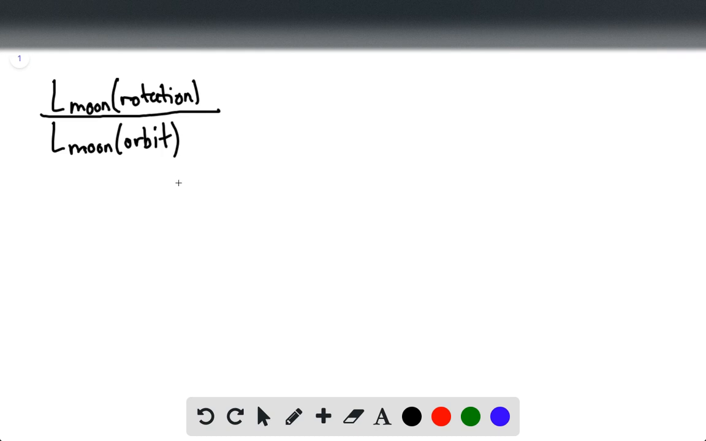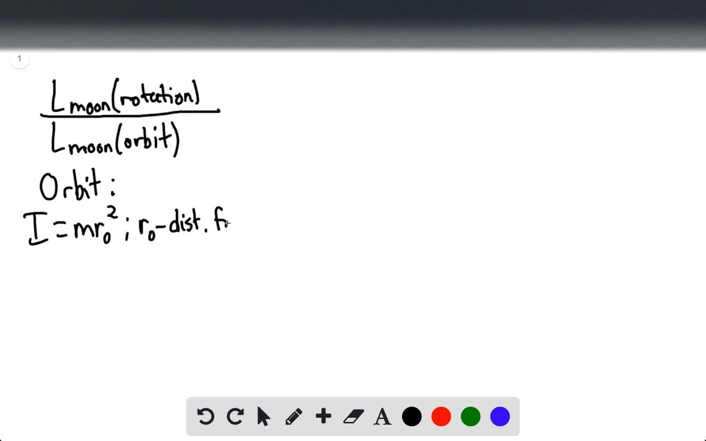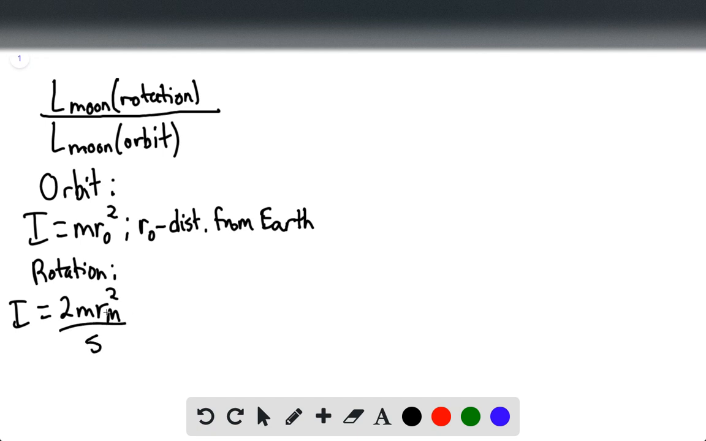So for orbit, we're going to say that I equals m R_o squared, where R_o is the distance from Earth. And for rotation, we have that I equals 2 m R_m squared over 5. This is simply the moment of inertia for a sphere, and R_m is equal to the radius of the moon.